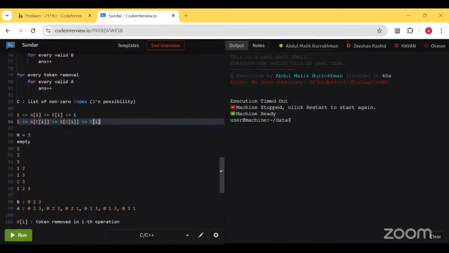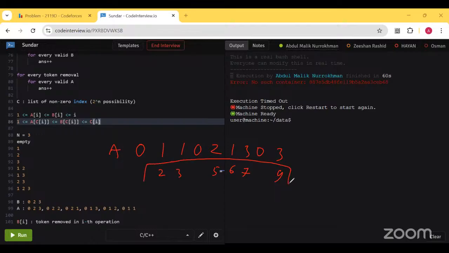C is the list of indices. For example, there is an array A, and the array is like this. It means C is 2, 3, 5, 6, 7, 9. Okay. So C is the list of indices such that A and B are non-zero.